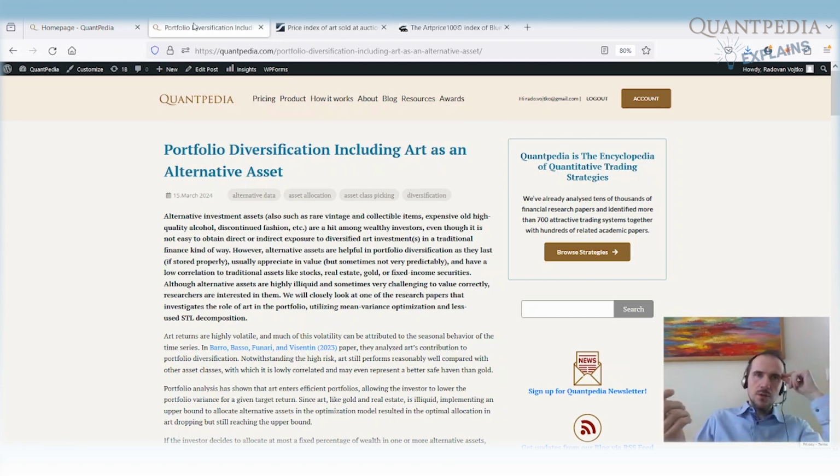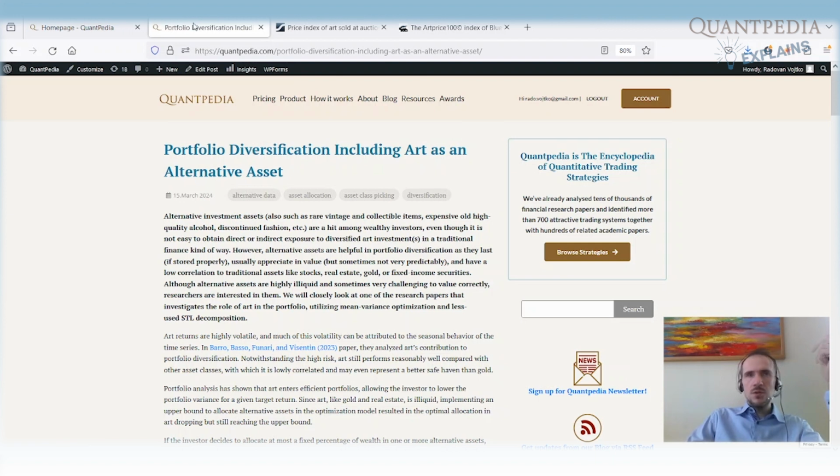Art is still a hit among wealthy investors because you can buy it and look at it, you can place the picture on your wall, etc. And art has a low correlation with traditional assets like stocks, real estate, gold, or fixed income securities. Art is highly illiquid and it's very challenging to value correctly. But over the years, the prices of collectibles, so rare vintage items like paintings, rare alcohol, fashion, or stamps, usually go up.